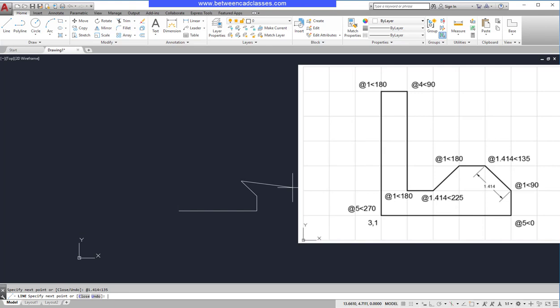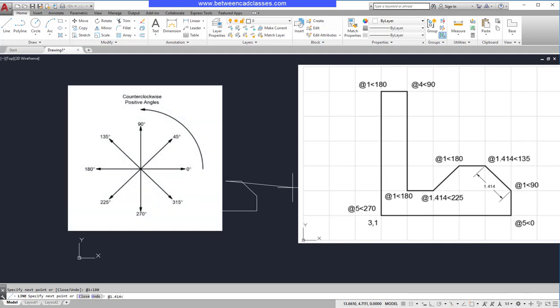And straight to the left, 1 would be at 1 at an angle of 180. Notice that the 1 is positive even though I'm going to the left. That's because the direction is coming from the angle. Then, same value as earlier at 1.414. This time for my angle, it is going to be a 225-degree angle.